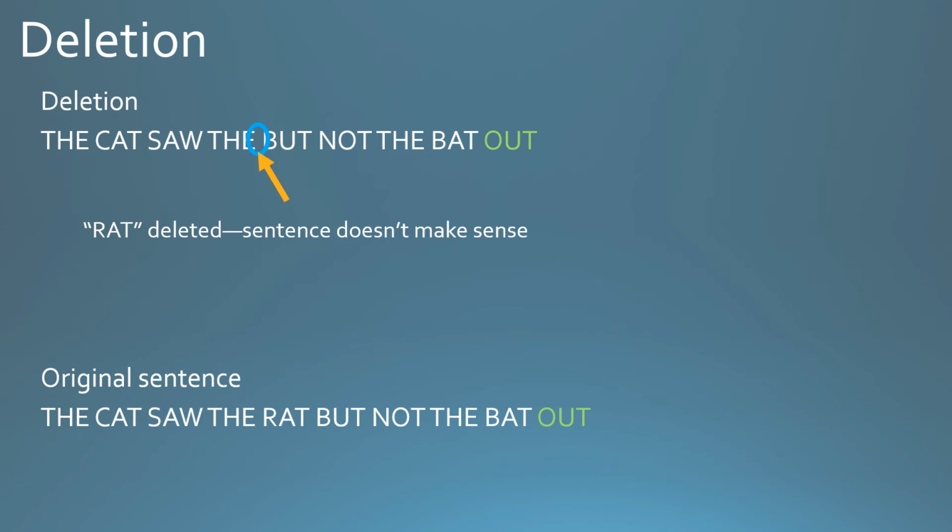Now, opposite an insertion, instead of putting extra DNA letters in, we can take them away where they're supposed to be there. So our sentence example is, we just leave out the word rat. The cat saw but not the bat. Okay, well, that doesn't really make any sense. The cat saw the what? And that's because there's a missing word.